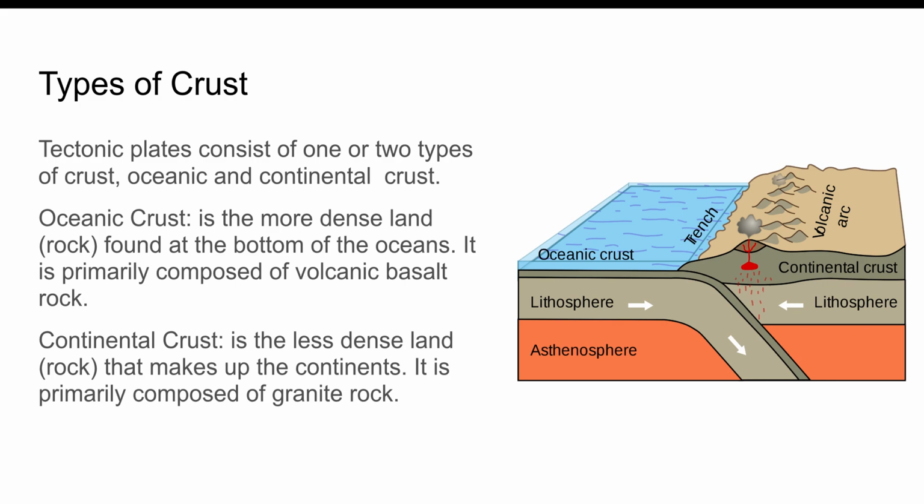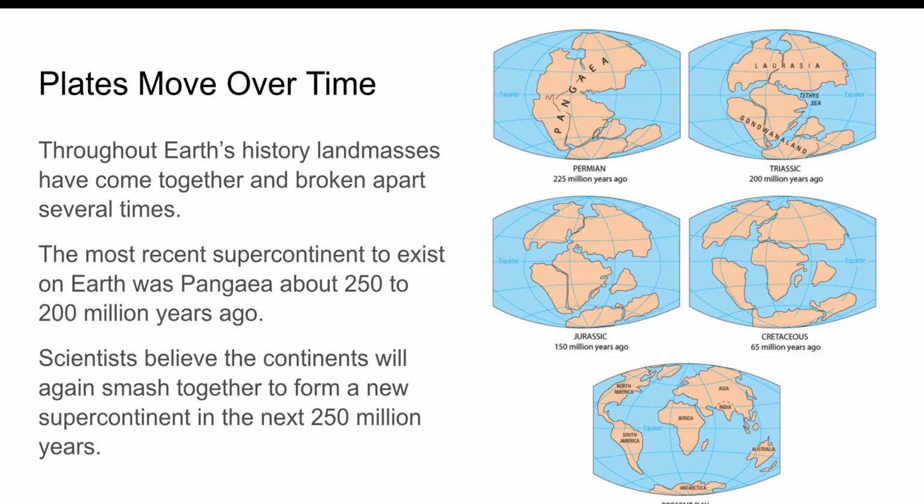So again, we talked about the types of crust. There are two types, oceanic crust and continental crust. Both make up the lithosphere. Oceanic crust is more dense than continental crust. Therefore, it will always subduct under continental crust. Keep that in mind. It will always subduct. Continental crust does not subduct. It's too buoyant. It always stays floating on the asthenosphere.